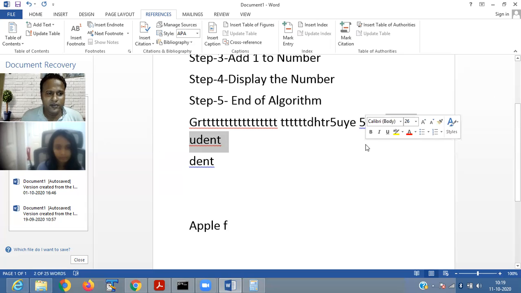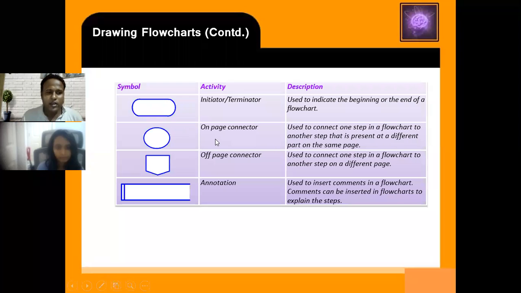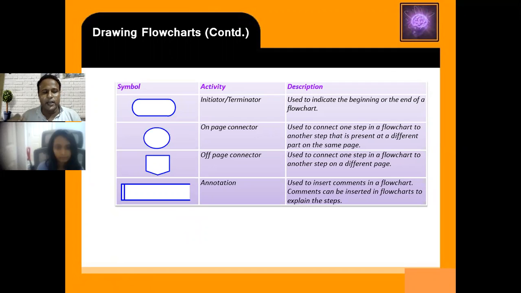Clear? Yes, clear. In a similar way, when you draw a diagram and one part is over, if you want to continue your diagram on the same page because it is not complete, then we use the on-page connector. Clear? Yes, clear. Then the next symbol is the off-page connector.